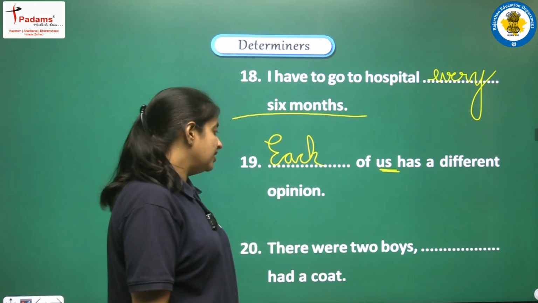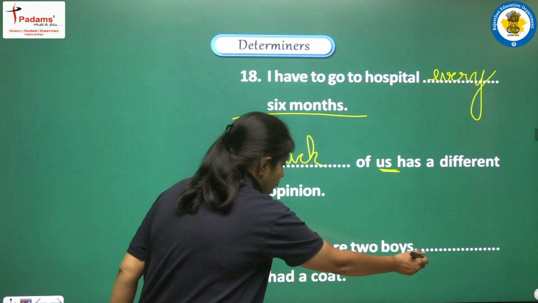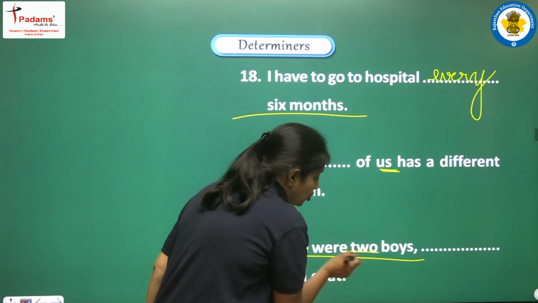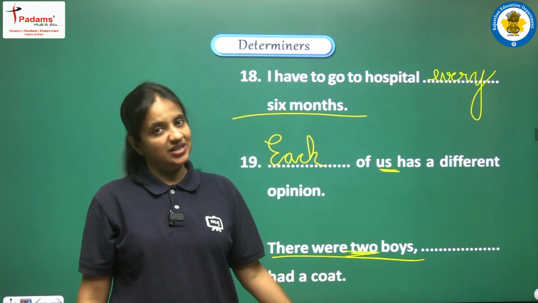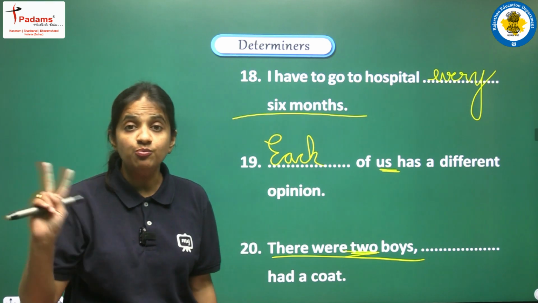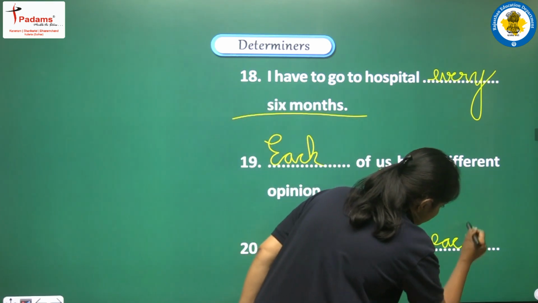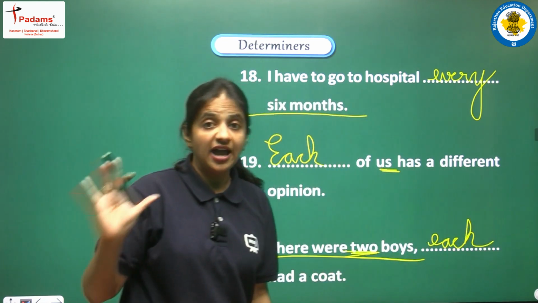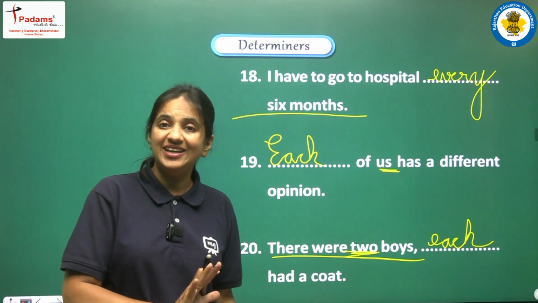Next sentence: there were two boys, had a coat. Again, first of all we are saying that there were two boys, and now we are saying that had a coat. So yes, we are talking about two boys, and this is the reason here in this blank we have to write each. We cannot write every because we are talking about two boys only.